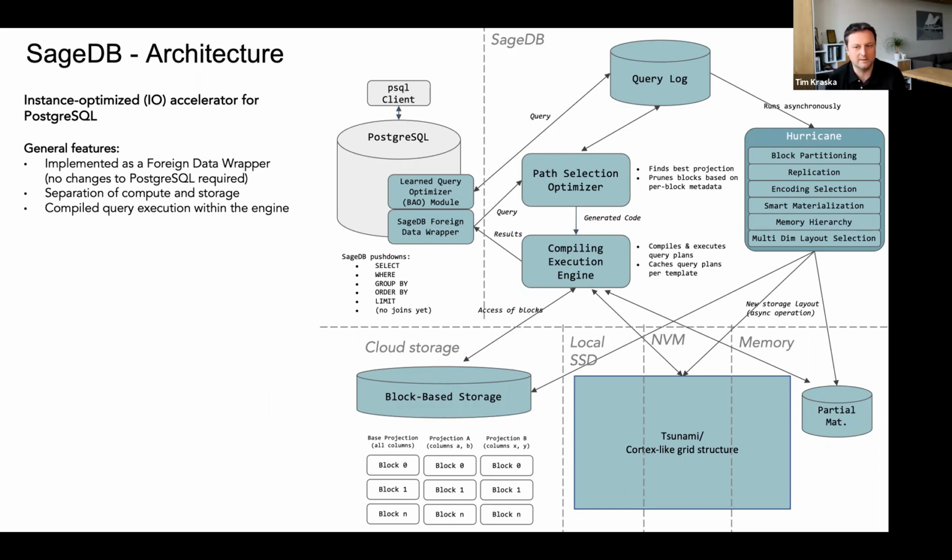The idea here is that if we see certain queries come over and over again, asking for the same type of aggregates, we will actually materialize them automatically. All this is managed using a component which we call Hurricane, which is our global optimization across the whole system and the different subcomponents.